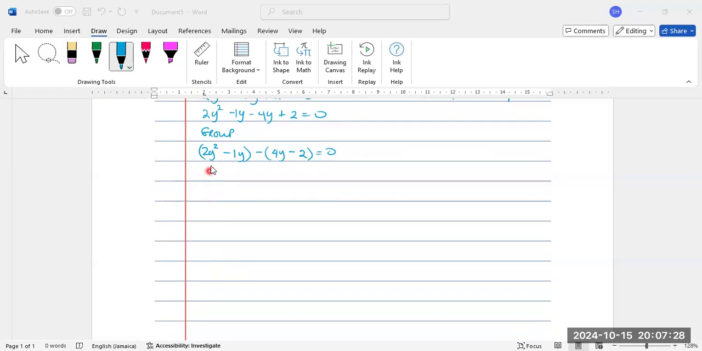What is common here, guys? That is common there. Why? So it's going to be y. What is left? 2y. 2y minus 1. Good job, Cherise.